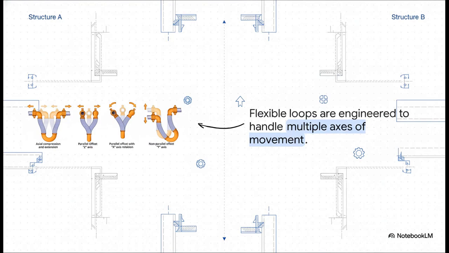And in some situations, you'll see these incredible flexible loops. These things are serious pieces of engineering. They're not just built for simple in and out movement. They can handle parallel shifts from side to side and even some rotation. This makes sure that life safety system stays 100% intact, no matter how that building decides to move.